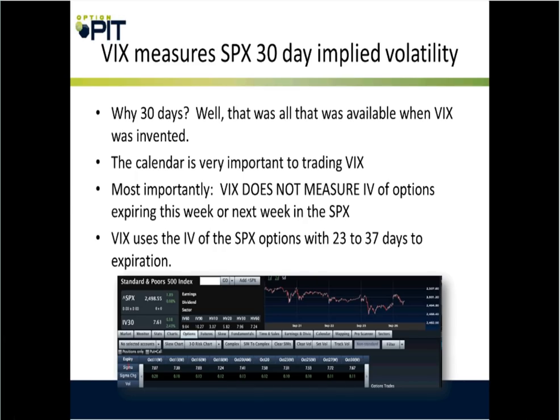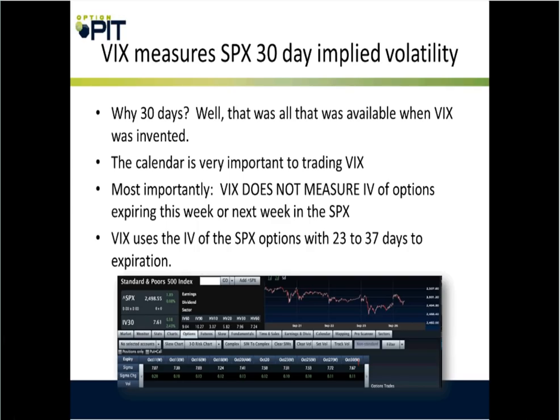If you were looking at a time in early October, you would be going 30 days forward, all the way to October 30th. VIX would be looking at options way out here. VIX is not looking at options on October 11th. VIX is sampling options a month away.